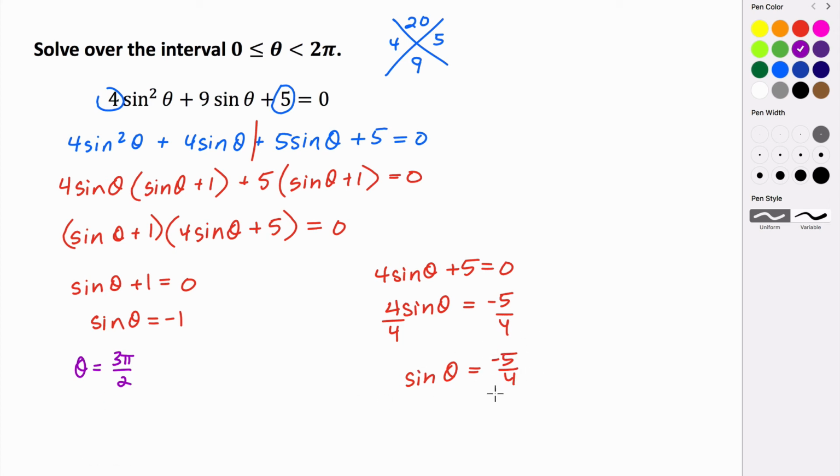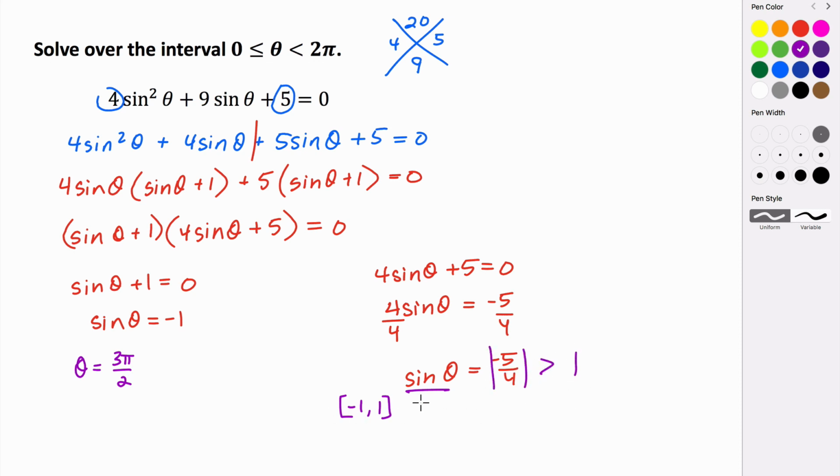Now, -5/4, that's not a value that we know for any of our special angles on the unit circle. And it's actually not a value that the sine can be equal to. Because if you think about the sine of theta, we know that the sine of theta has a range from -1 to 1. That's its range. -5/4 is outside of that range. This is greater than -1 or less than -1, right?